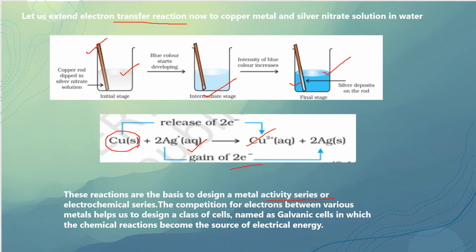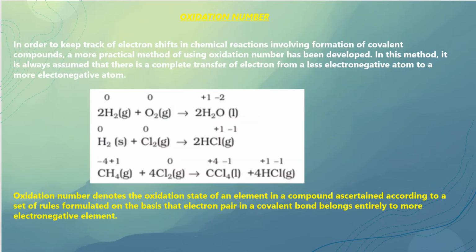This knowledge is required. So the competition for electrons between various metals helps us to design a class of cells named as galvanic cell, in which the chemical reaction becomes the source of electrical energy. So chemical reaction is taking place and it is providing you electrical energy, so we call them electrochemical cells. We'll study in detail later in class 12. You have a full chapter, electrochemistry. So there we have the details.